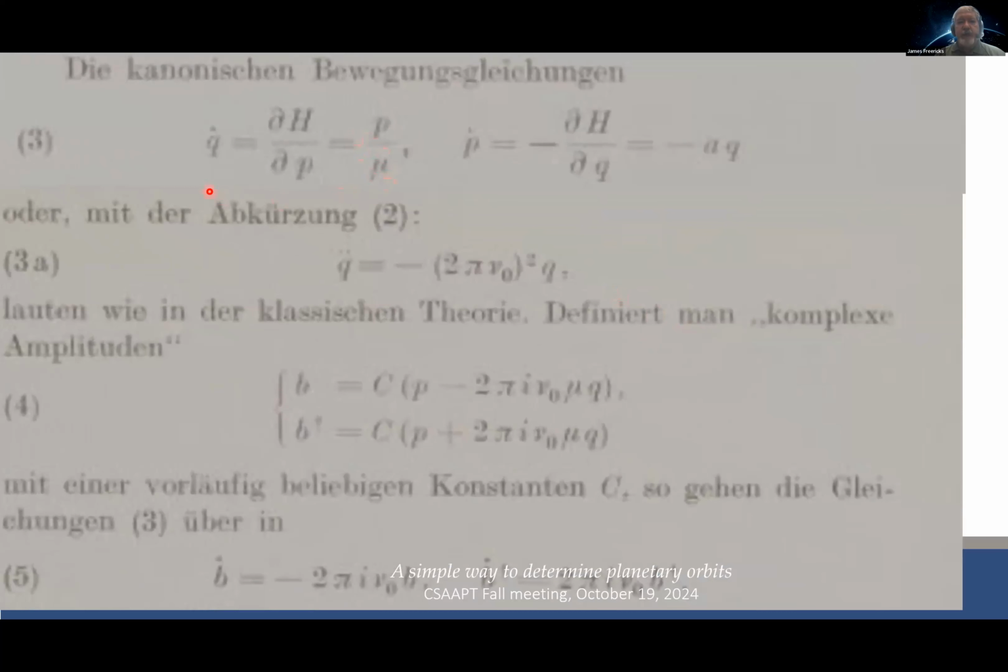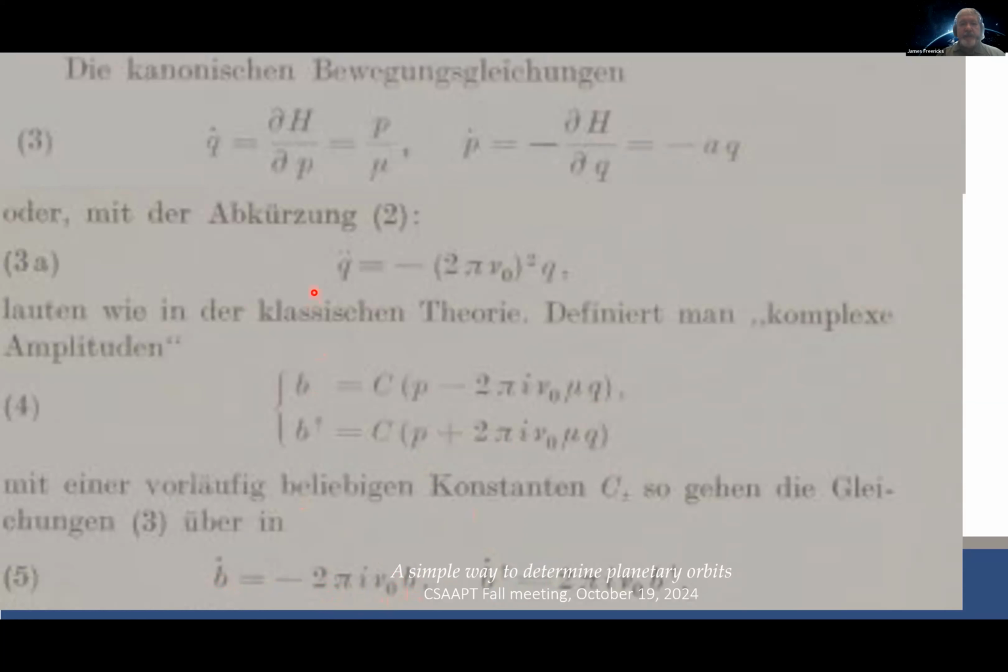Here they're looking at the harmonic oscillator, where they have q dot is p over the mass, p dot is equal to minus a constant times position. And they introduce these two quantities, which are linear combinations of momentum and position, such that, unfortunately, this is hiding it a little bit, such that b dot is a number times b.